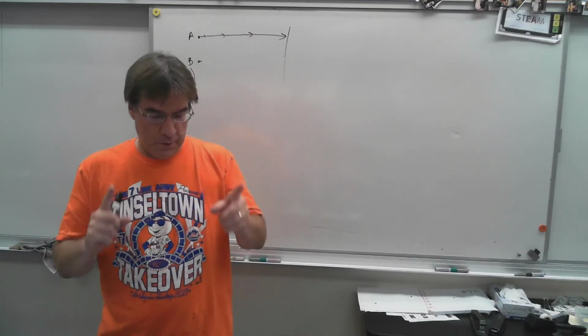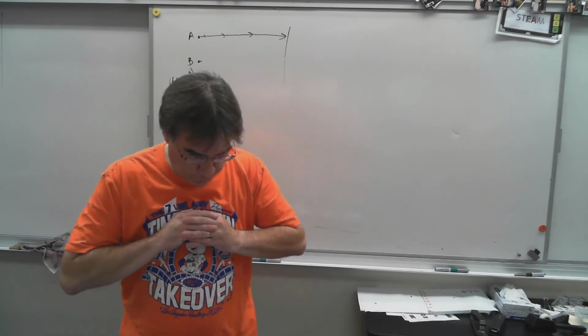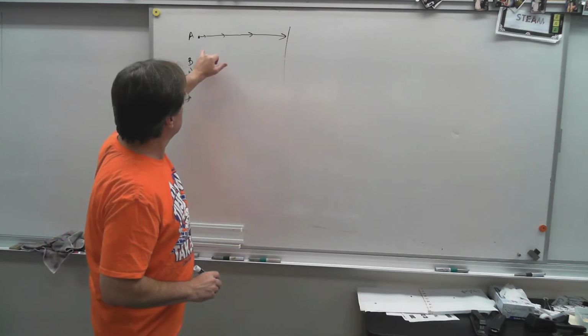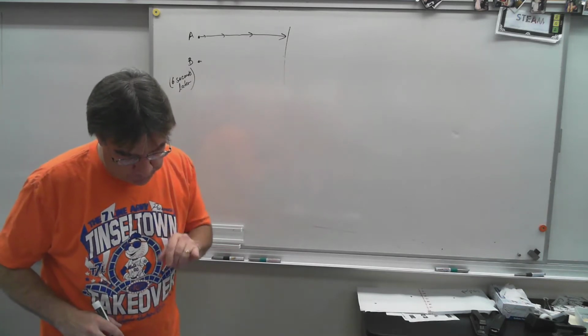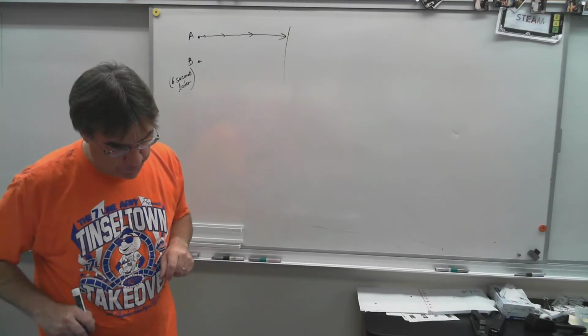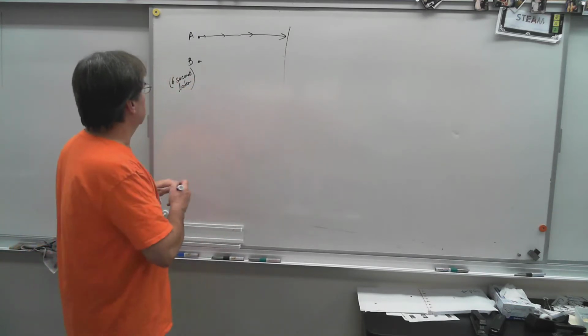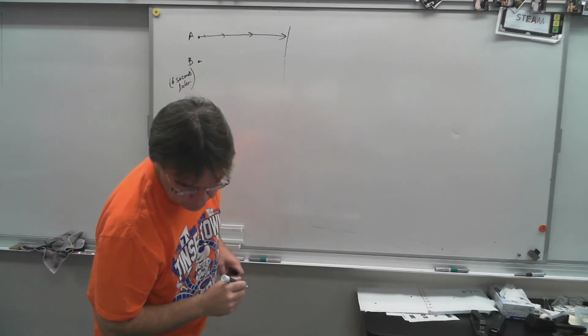Hello, folks. We're looking at number 5 on the review. Car A starts from rest and accelerates uniformly at 3 meters per second squared. Car B starts from rest also, 6 seconds later at the same point, and accelerates at 8 meters per second squared. Or I'm sorry, is it 8? 5.